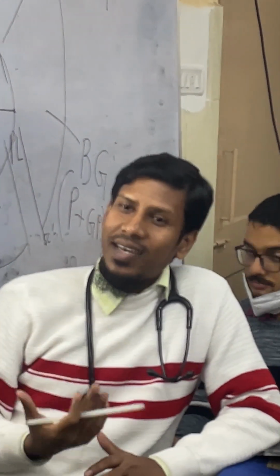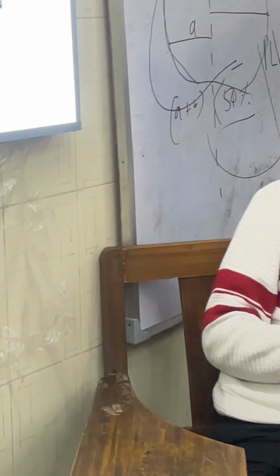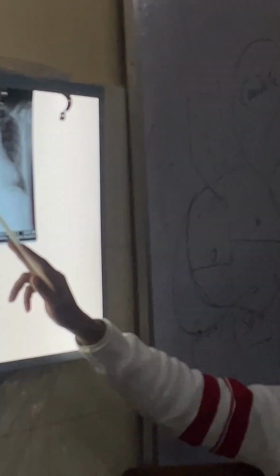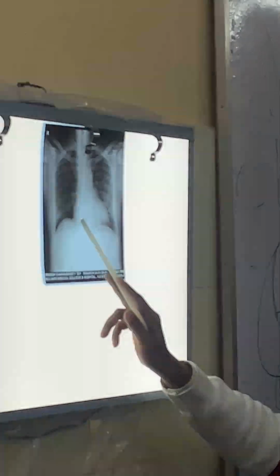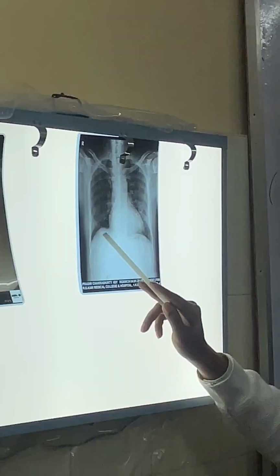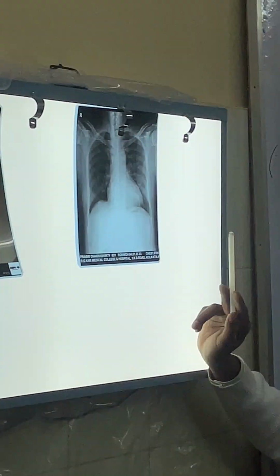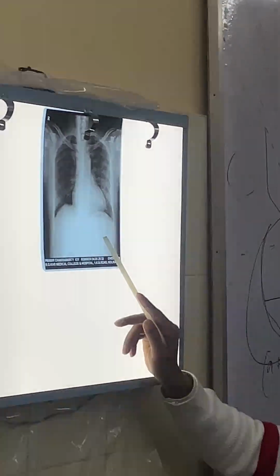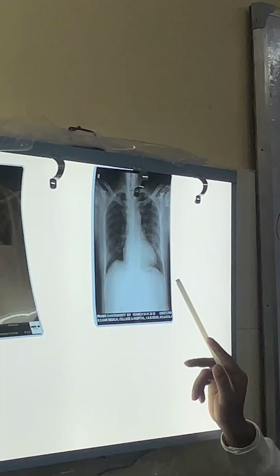So what do you mean by obliterated? That means radio opacity. So right dome of diaphragm, left dome of diaphragm, right cardiophrenic angle, right costophrenic angle, left cardiophrenic angle, left costophrenic angle, and below the diaphragm, on the left side there is the stomach. If in the stomach food is there, that will appear as radio opaque. If the fundic gas shadow is there, that will appear as radiolucent.